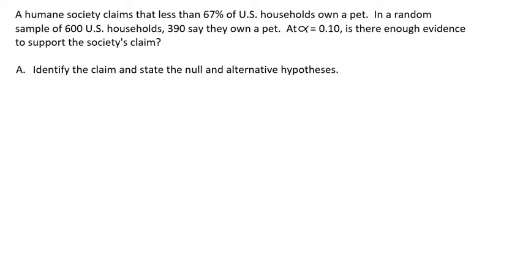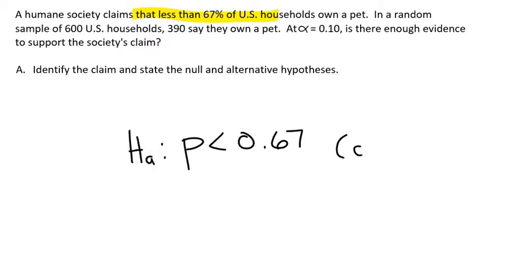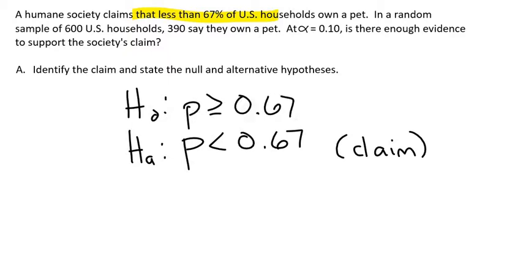Part A. Identify the claim and state the null and alternative hypothesis. The claim is that less than 67% of U.S. households own a pet. In mathematical terms, we would write this as p is less than 0.67. Since this one does not include the equal sign, this one is going to be the alternative hypothesis. The null hypothesis is the complement, or p is greater than or equal to 0.67.